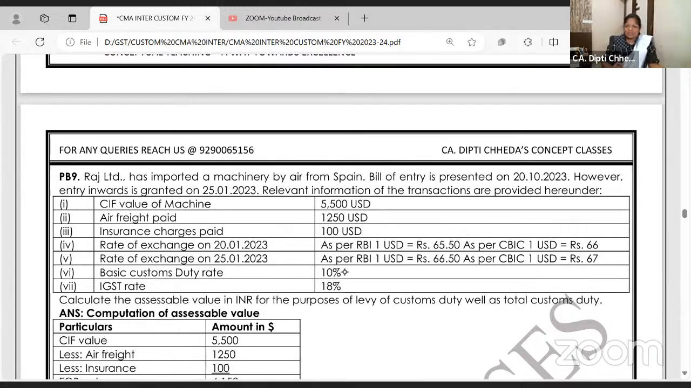Good question, and this one is very nice. Now we are doing the questions for CIF. Once we complete the FOB and CIF concept, you will get very nice practice. Is the sequence clear to all of you? Basic duty on the assessable value. SWS is on the basic duty. Then other duties. Then total.